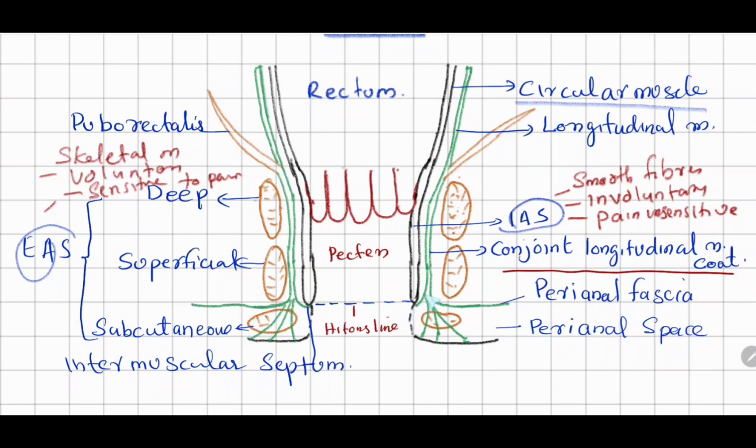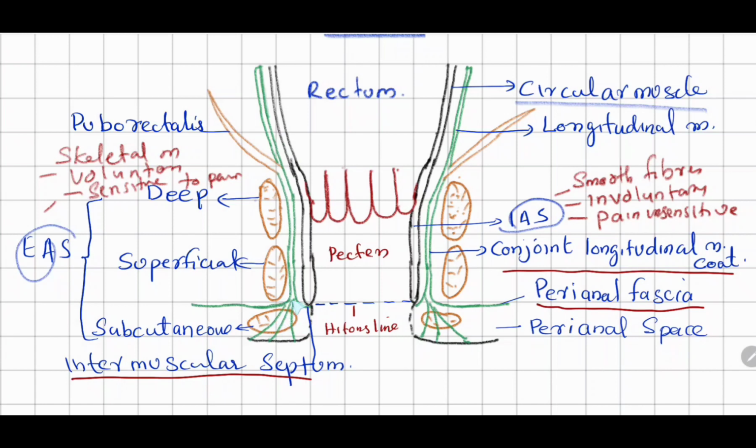This conjoined longitudinal muscle cord, on reaching the level of Hilton's line, divides into several septa. The one which runs laterally is known as the perianal fascia, and the one which goes medially towards Hilton's line is known as the intermuscular septum. This intermuscular septum separates the internal sphincter from the subcutaneous part of the external sphincter.